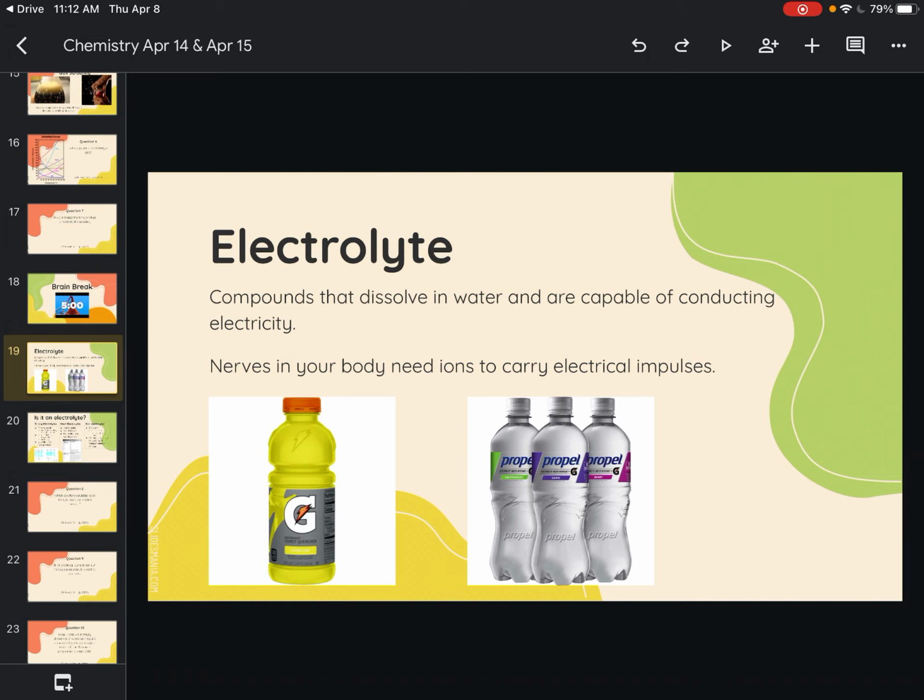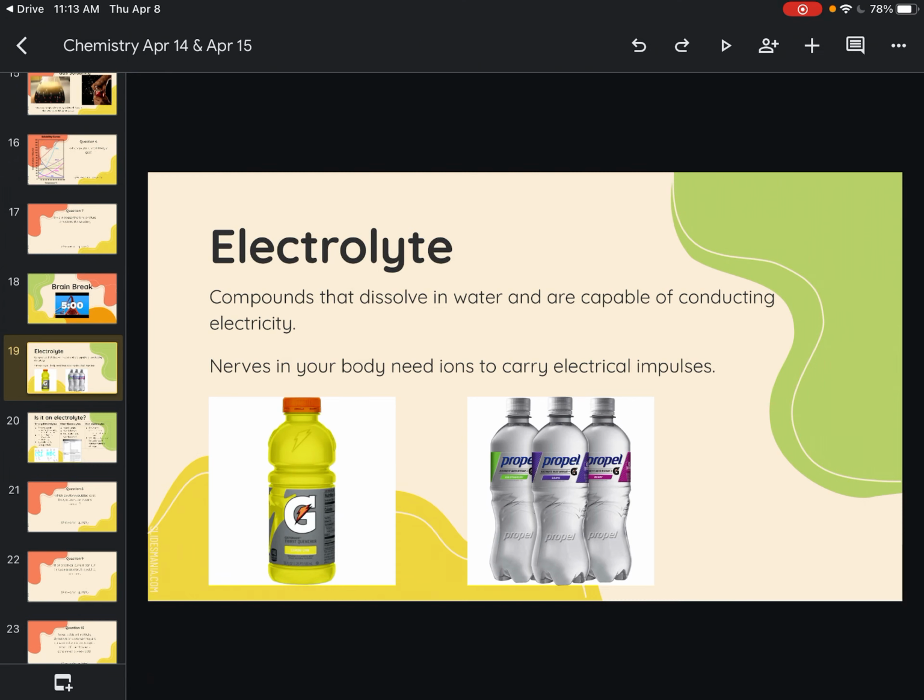So why do you want to conduct electricity? When you have nerves in your body, your nerves need those ions so that they can carry those electrical impulses. So this is why, when you're trying to work out, you need those electrical impulses to work so that your nerves work, so you can move more quickly, so that you can bounce back faster and you don't get tired as quickly and worn out. So this helps your muscles, your nerves, all of those things that help you to function as a human.